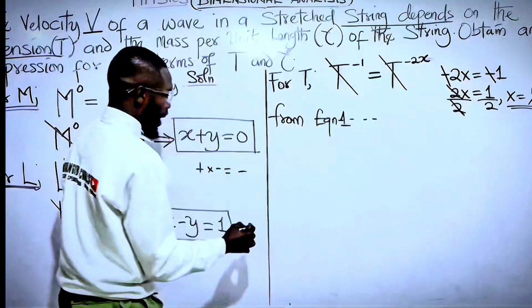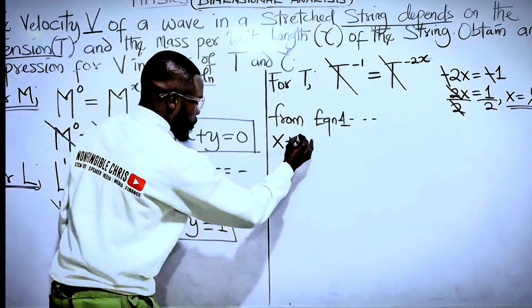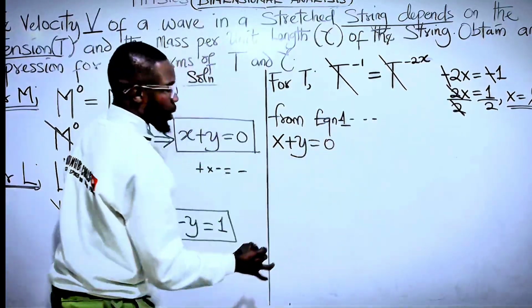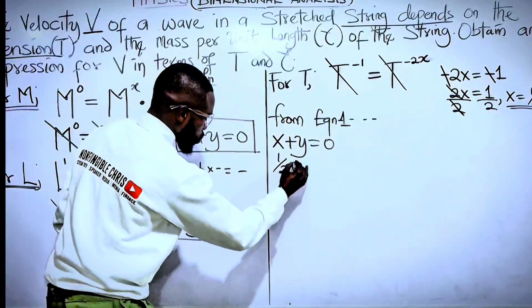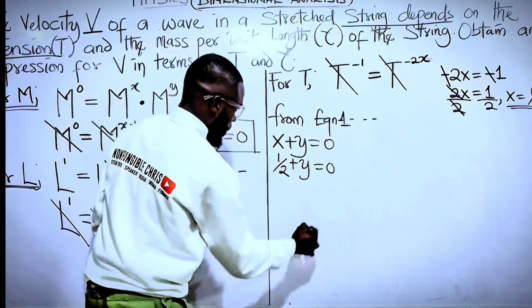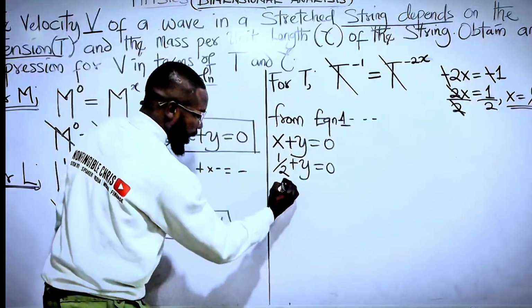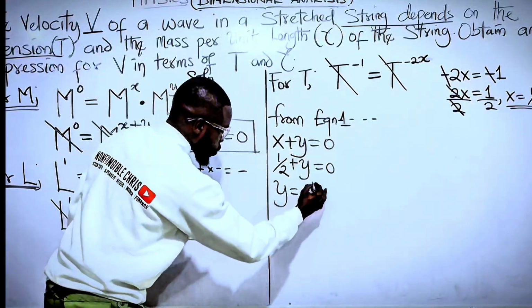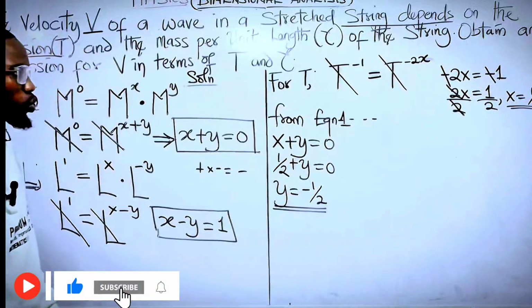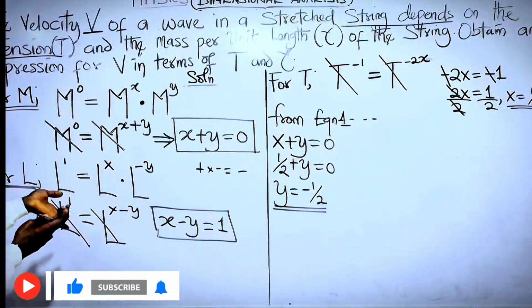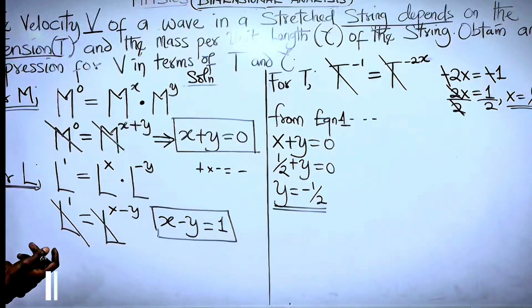we have x plus y equal to 0. But my x there is 1 over 2. So I can say 1 over 2 plus y equal to 0. If I take it off, it therefore means that my y is equal to minus 1 over 2 by collecting like terms. So we have the value for x as 1 over 2 and y as minus 1 over 2.